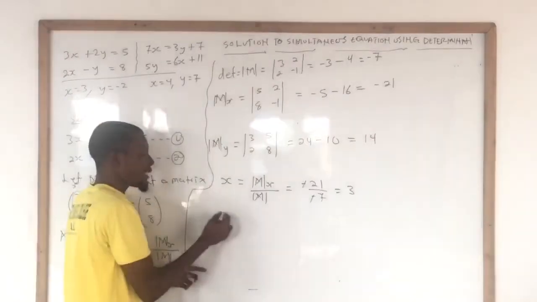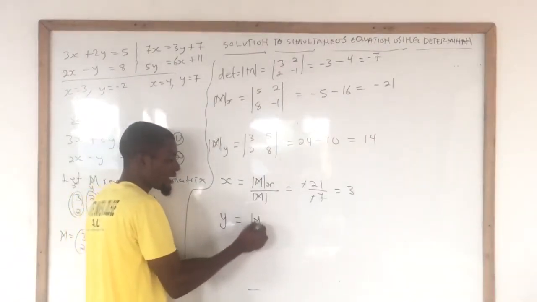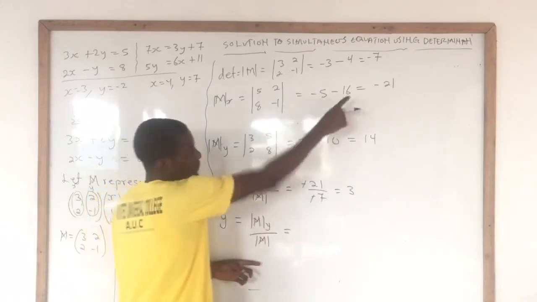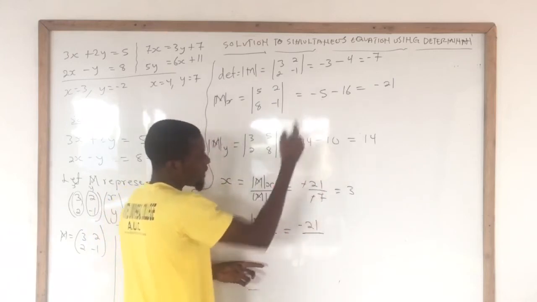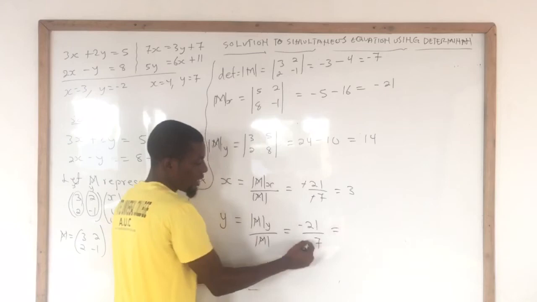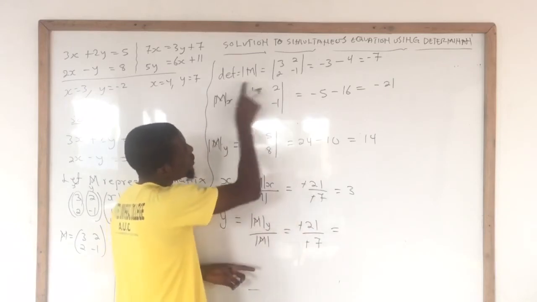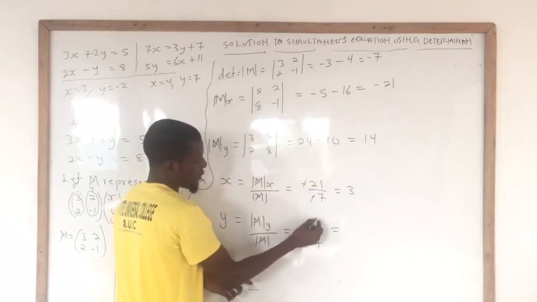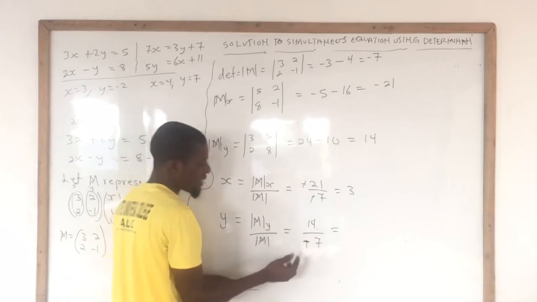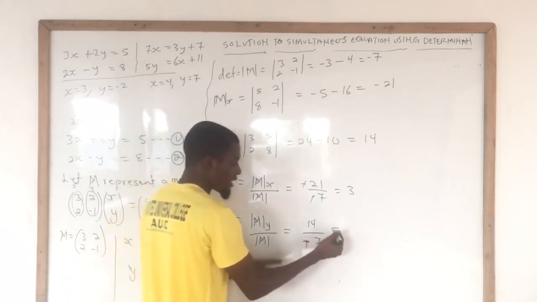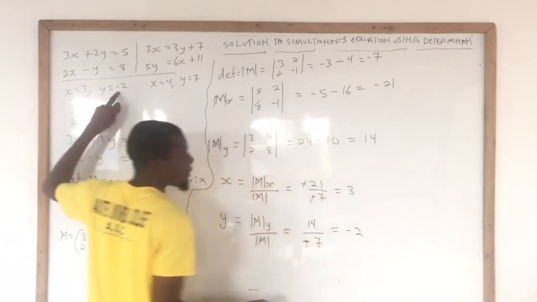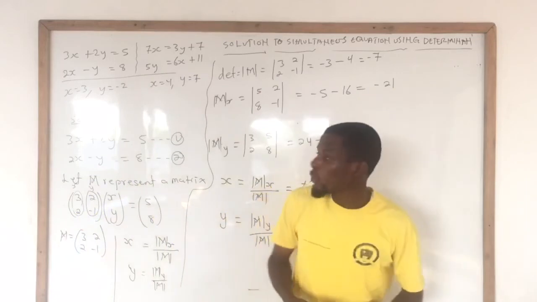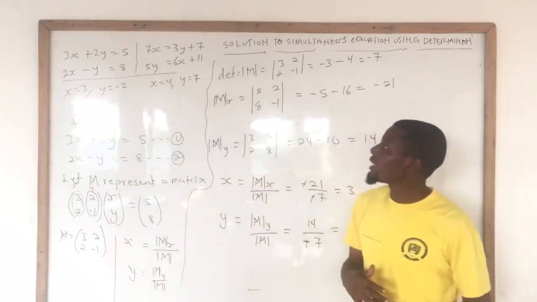Now, y is given by the determinant of y over my normal determinant. Our determinant of y is 14, all over the normal determinant, which is negative 7. So 14 over negative 7, I think it's going to give me negative 2. Do you see that we had the same thing here? So we have been able to solve this simultaneous equation using the determinant method.